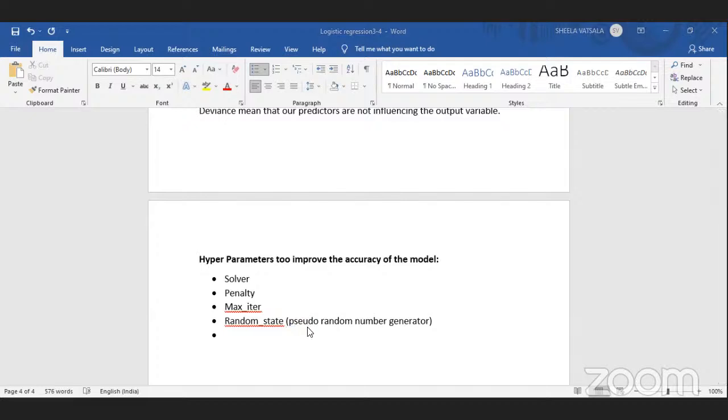Solver, we can have liblinear, etc. I think we need one more session for L1, L2 or lasso. Maximum iterations is an integer value. We have many more hyperparameters to consider in order to fine-tune our model. Maybe in the next class or some other session, we'll be able to discuss the hyperparameters in more detail.